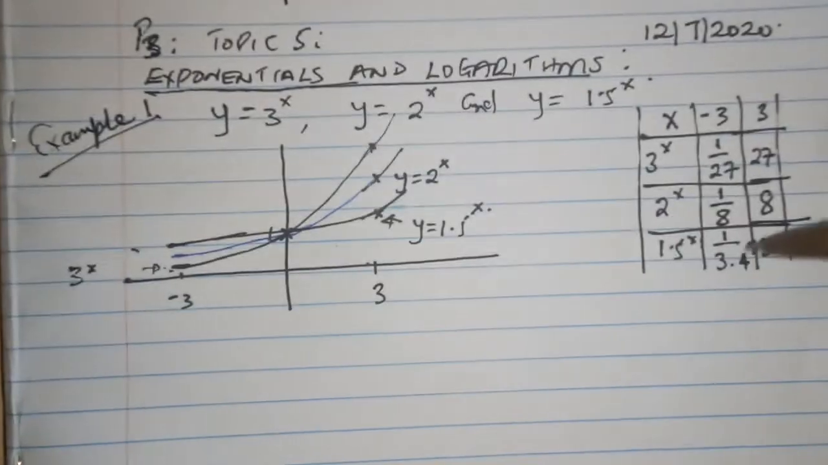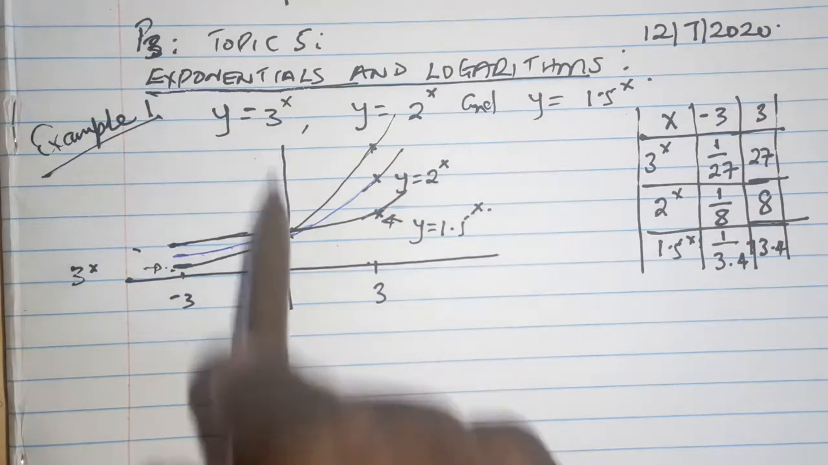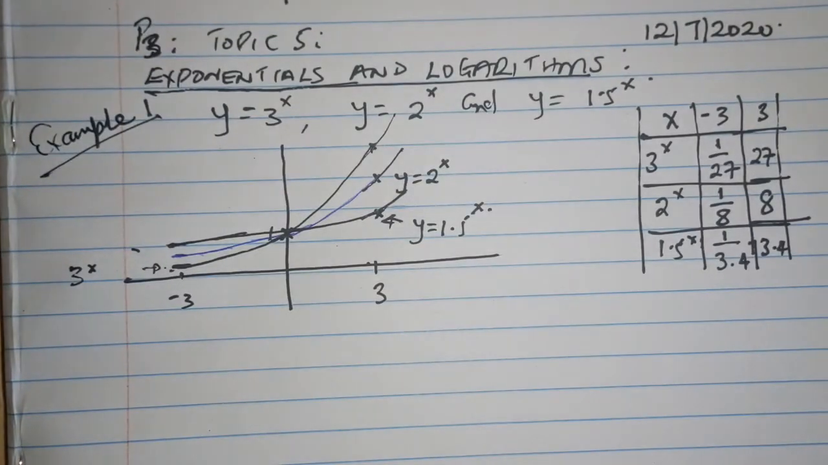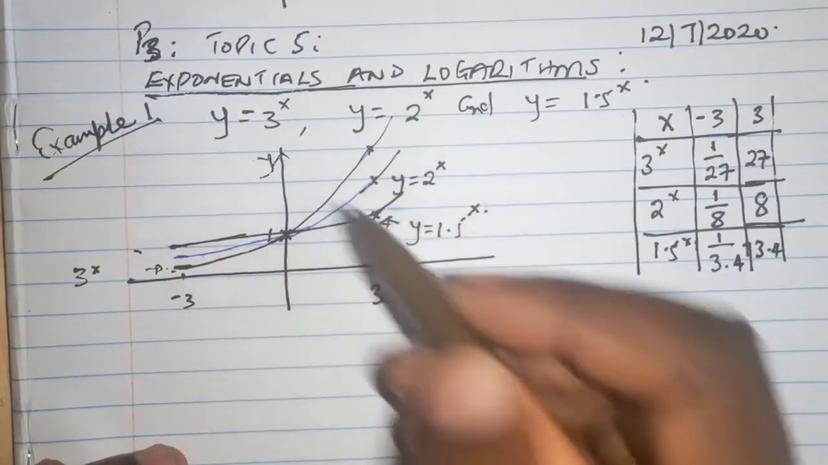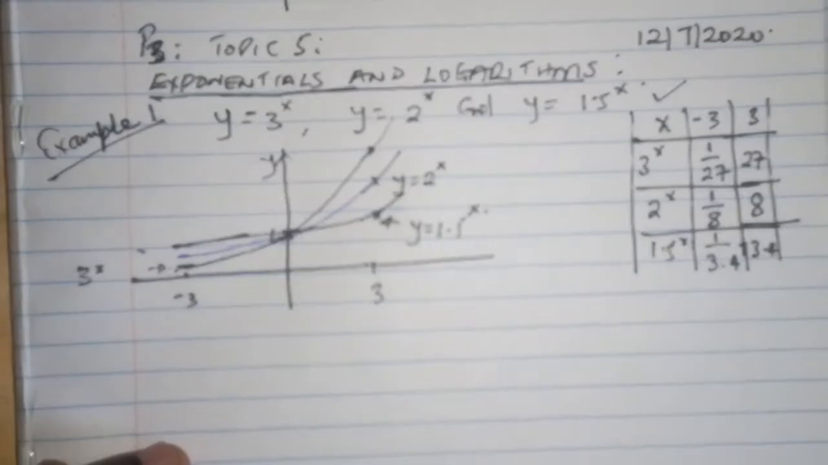And that is why they have interchanged position, or they have interchanged the lead as far as the values are concerned, immediately they cross over the y-axis. So that is the graph of these functions plotted in the same set of axes.